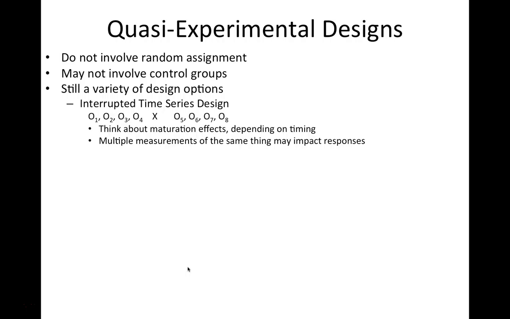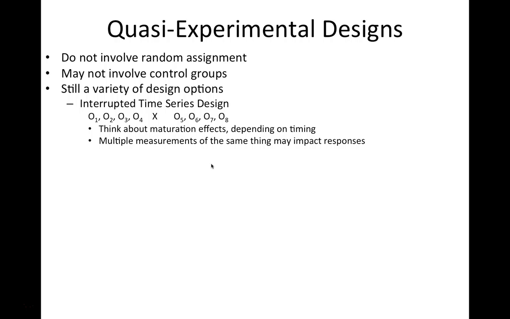So let's move and talk about quasi-experimental designs. One of the key features of quasi-experimental designs is that they do not involve random assignment. They may or may not involve control groups, and there is still a variety of design options within these quasi-experimental designs. So one is interrupted time series design, in which we have a series of observations, a manipulation, and another series of observations. This allows us to think about maturation effects, which I think your book talks about a bit, and I'll talk about more in a second.